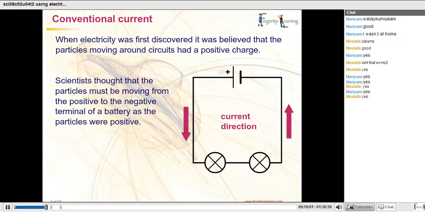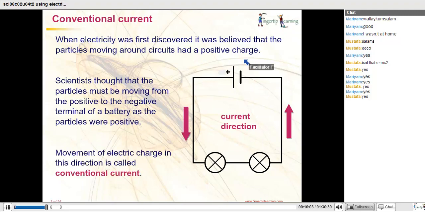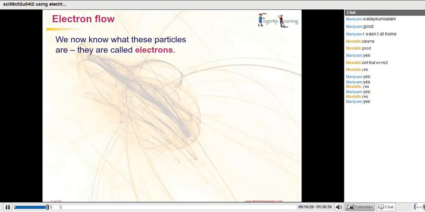That is known as the conventional current. The movement of electric charge from the positive to the negative is known as conventional current. Is that clear? So to remember, this was what they thought in those days.